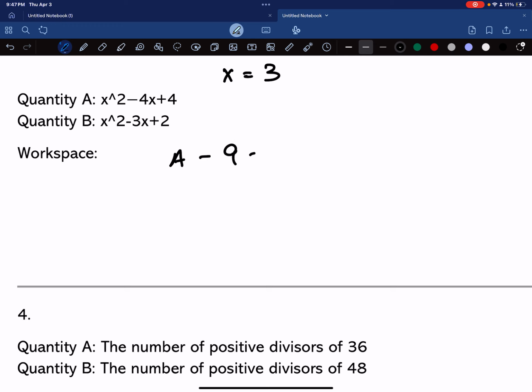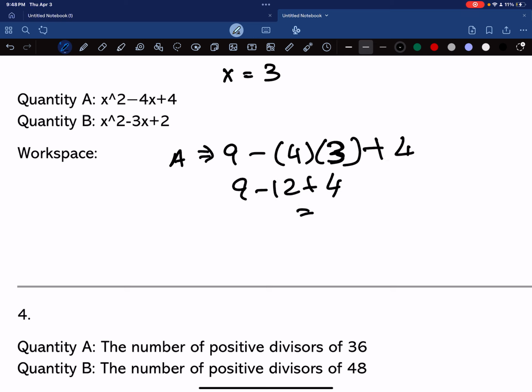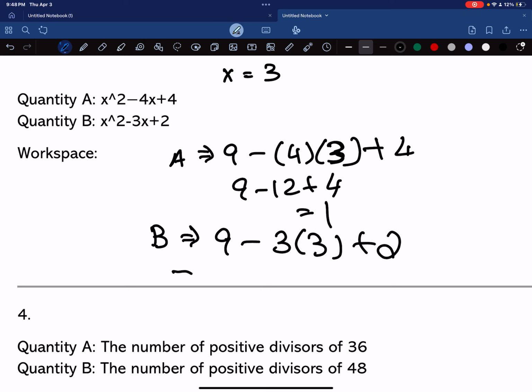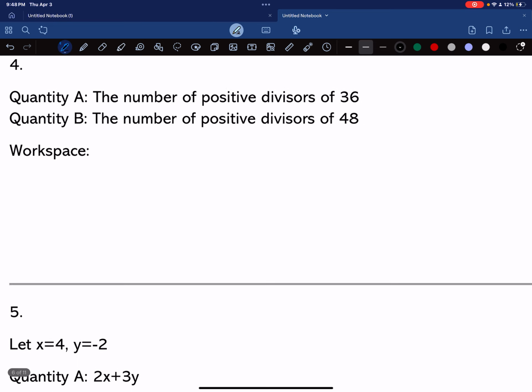So for A, we have 9 minus 12 plus 4. Oops, my bad. So 9 minus 12 plus 4, which is equal to 1. Did I do that right? Yes. And then for B over here, x squared, 9 minus 3 times 3 plus 2. That's equal to 9 minus 9 plus 2, which is equal to 2. And so here 2 is greater than 1, so our quantity B is our answer.